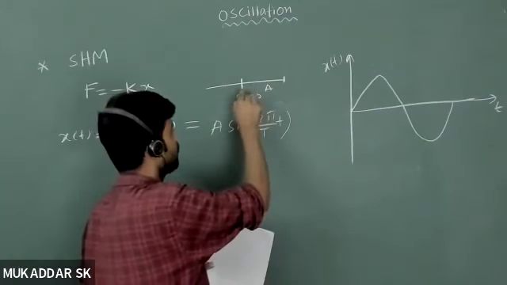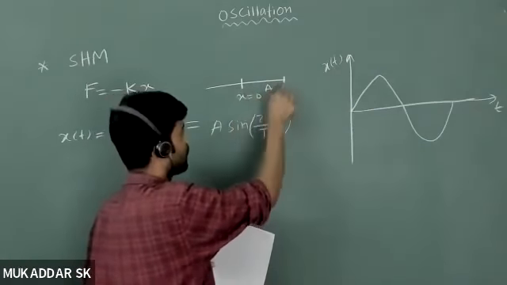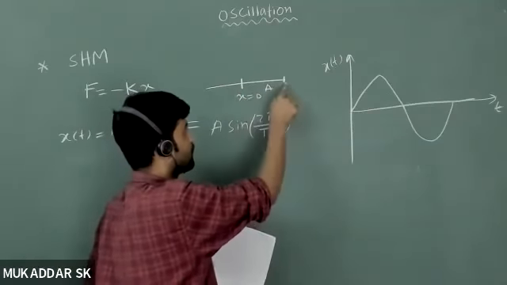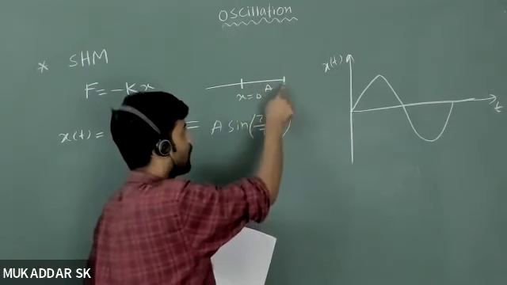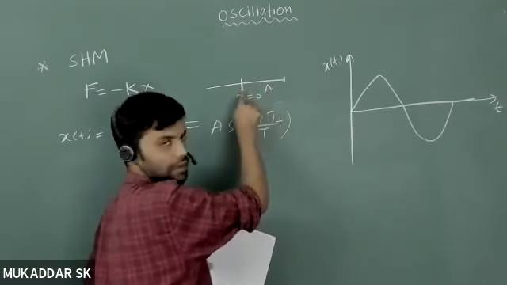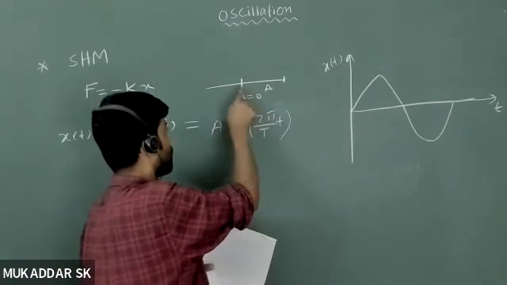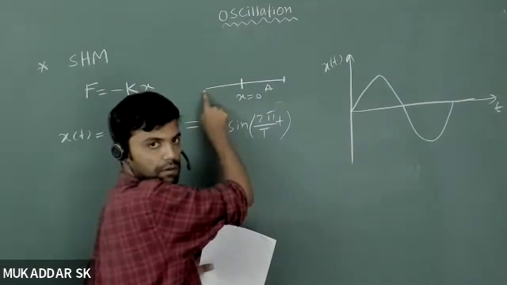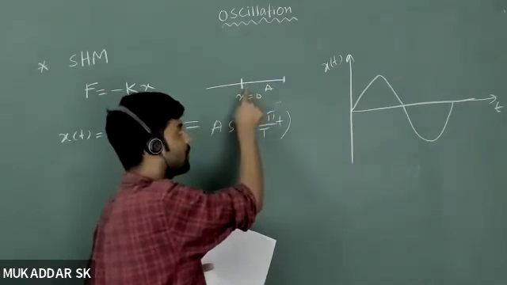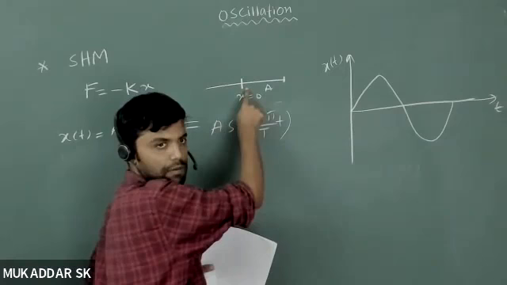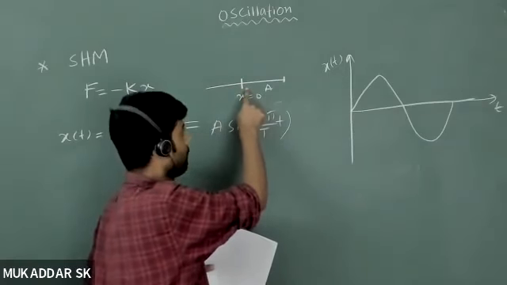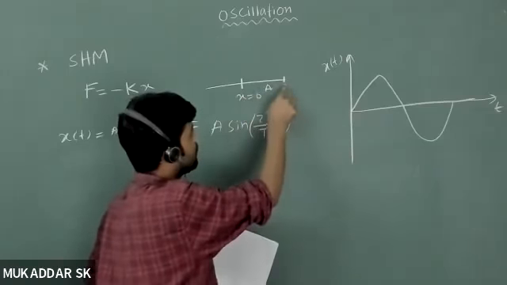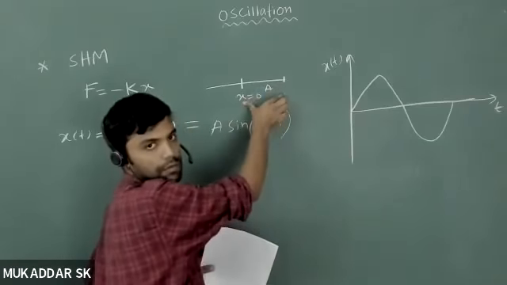Now how much time will it take to go from here to here? That will be capital T by 4. Then it will come to mean position from extreme position, that will again be capital T by 4. It will go from x equals 0 to this extreme position, it will take capital T by 4, and from this extreme position it will come to mean position, that will be capital T by 4. So what I'm trying to say is that from this position to the extreme position, that time is nothing but capital T by 4.